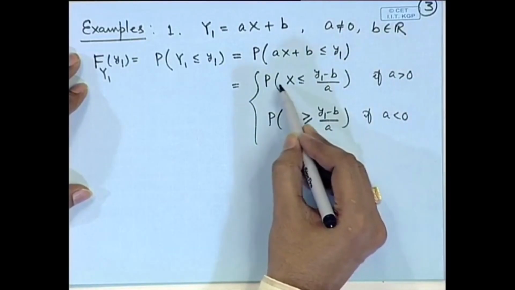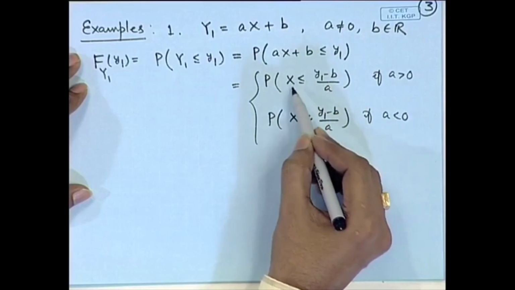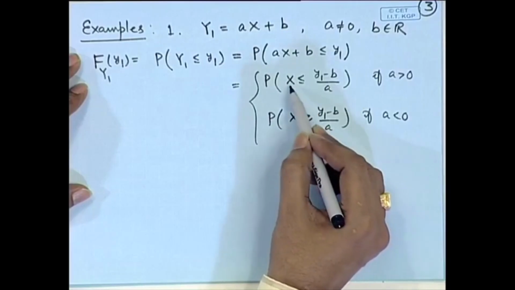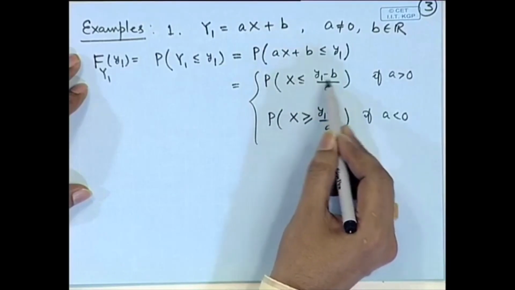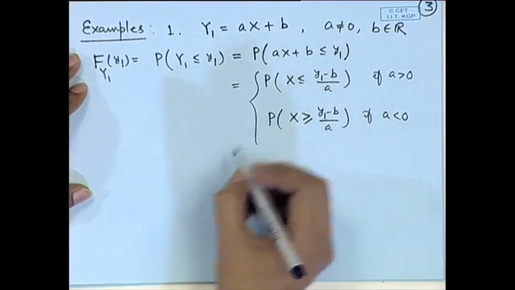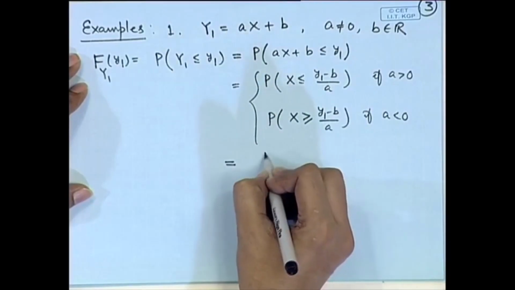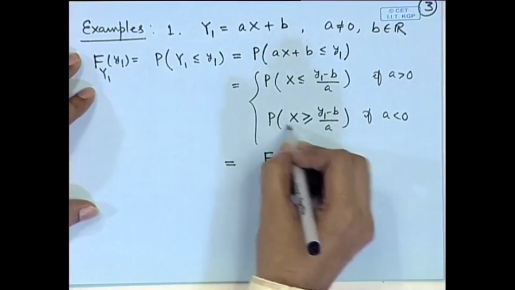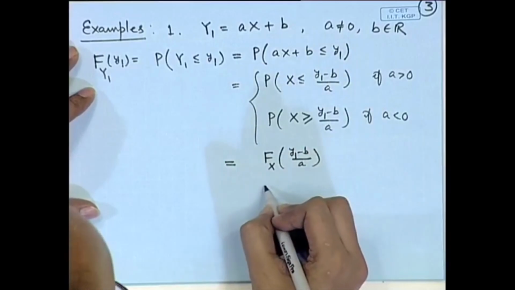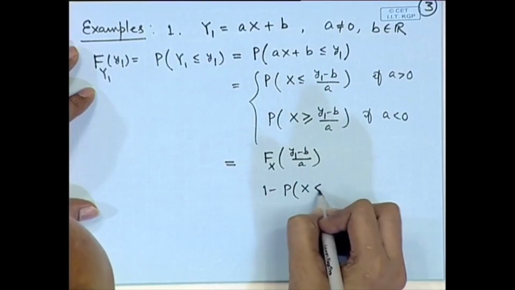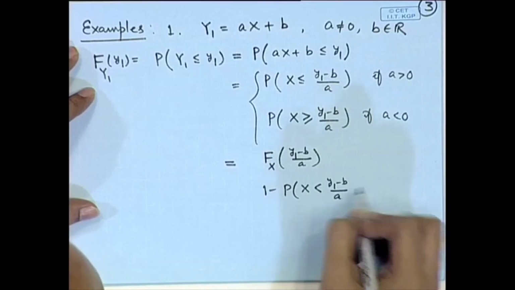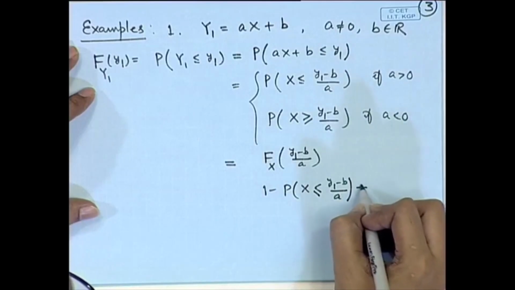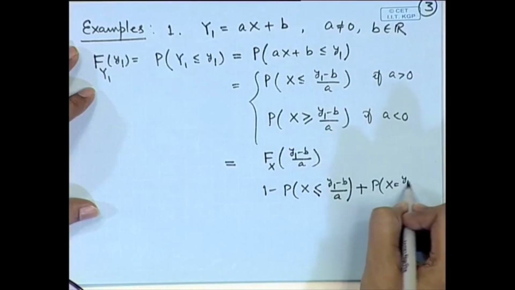Notice here that both of these are probabilities related to the random variable x. If the CDF of x is well defined, that means the capital F x is known, then both of these probabilities are also known. For example, this is equal to F x at (y1 minus b) by a, and the second term we can write as 1 minus probability of x less than (y1 minus b) by a, which we can write as 1 minus [probability of x less than or equal to this] plus probability of x equal to (y1 minus b) by a.